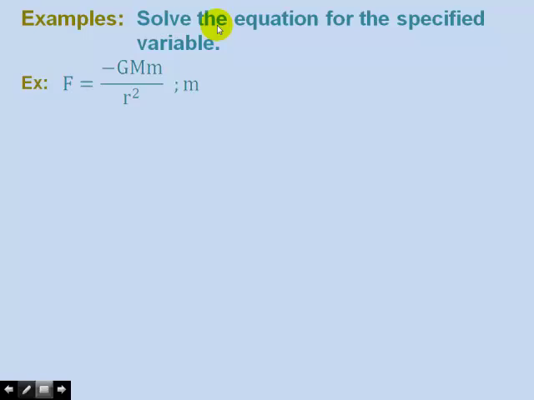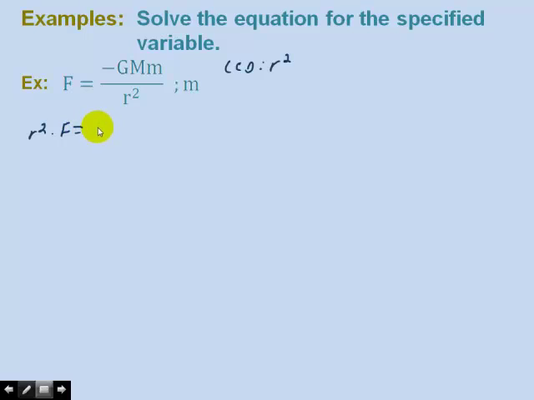Let's do another example. In this one we have f equals negative g capital M lowercase m over r squared, and we're trying to solve for m. So let's go back to our LCD method. The LCD for this, since we only have the one rational expression, would just be r squared. So we're going to multiply both sides of this by r squared.